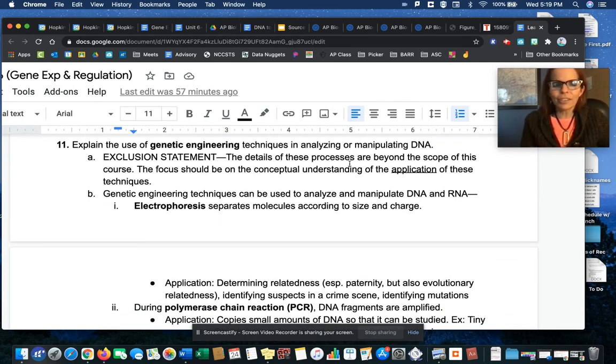Okay, we have not talked about genetic engineering. This is the very last section. So I want you to be really clear. Look at this exclusion statement. The details of these processes are beyond the scope of this course.